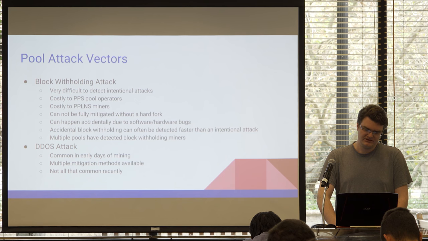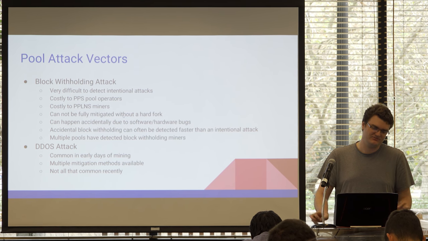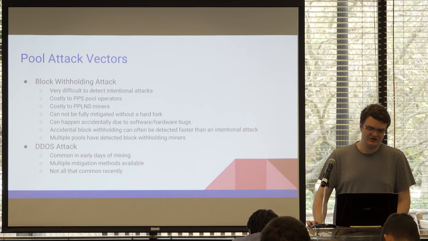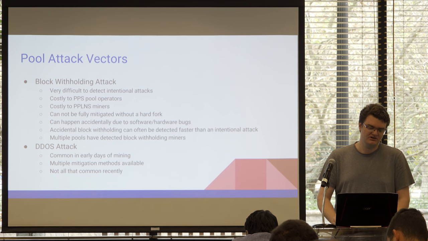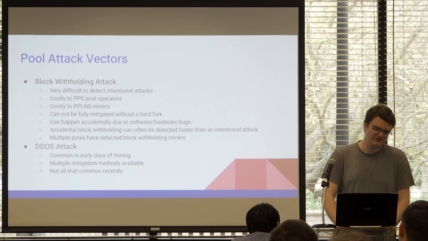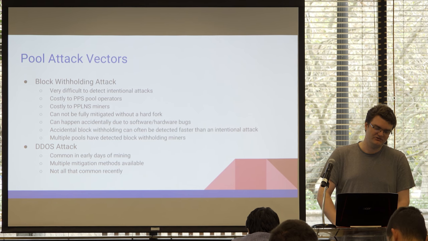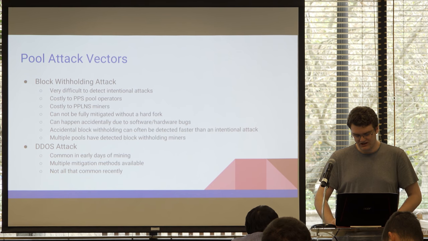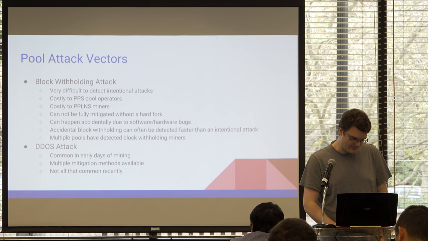And accidental block withholding can often be detected faster. This depends highly on the specific bug. So, for instance, if it's a 32-bit overflow, you can do a statistical analysis on whether the shares submitted above, say, 1 billion difficulty are in line with what's expected. But this doesn't really work for an intentional attack because they would just drop anything above network difficulty. They wouldn't drop everything above 1 billion diff. And then there's also DDoS attacks on pools.